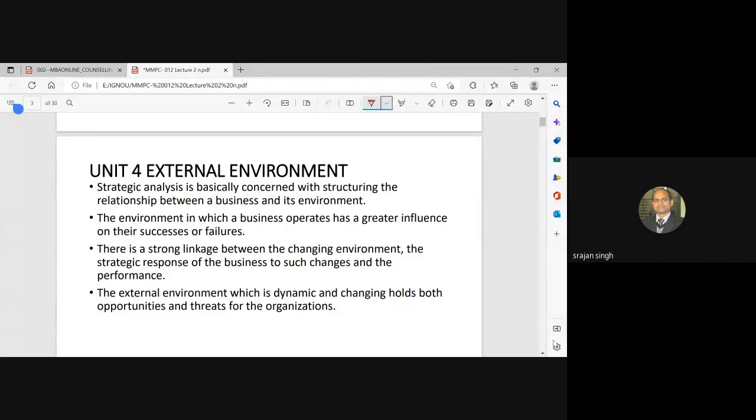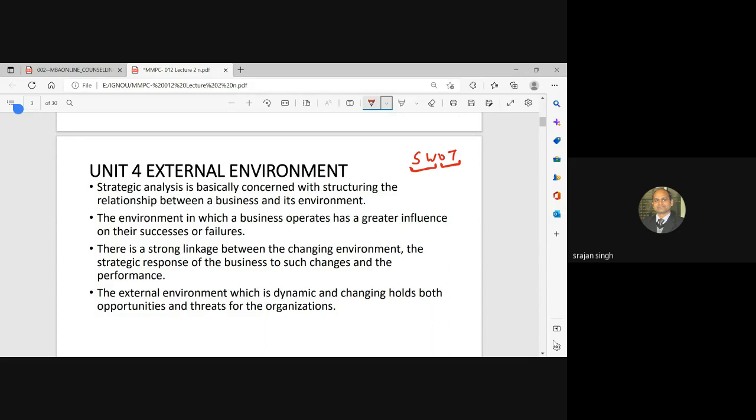Though in Unit 1 we already had discussed some concepts of internal and external environment. In Unit 1 we had discussed SWOT, where strengths and weaknesses are concerned with internal environment, whereas opportunities and threats are concerned with external environment. But now in this unit we will discuss in detail about external environment.